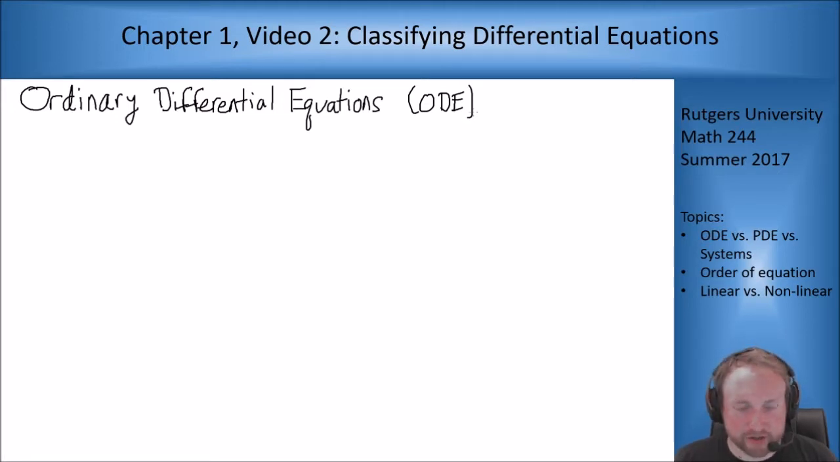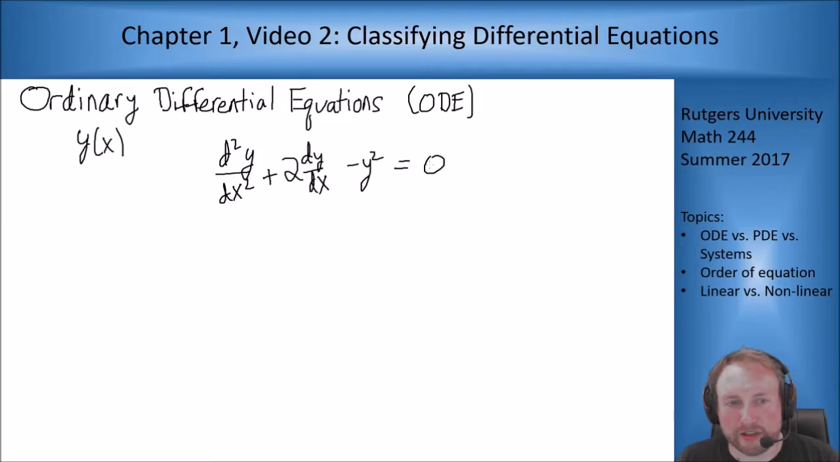So for instance, we could have a function y that depends on x, and it only depends on x. And from that, we can get a differential equation, say something that looks like this. And that gives us an ODE for this function y. It tells us how y and its derivatives relate to each other. And since y only depends on one independent variable x, it is an ordinary differential equation.